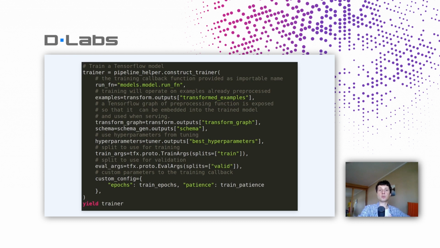We can also define which splits the training and evaluation should work on. And so we are configuring that train split should be used for the training set and validation split should be used for evaluation set. And we can also provide a dictionary of custom configuration.